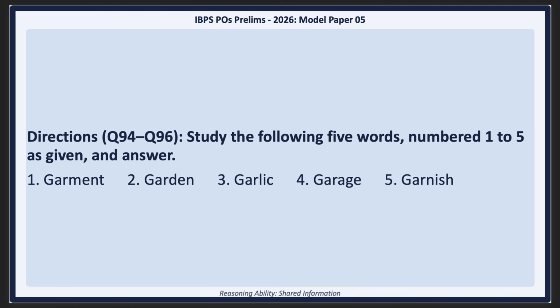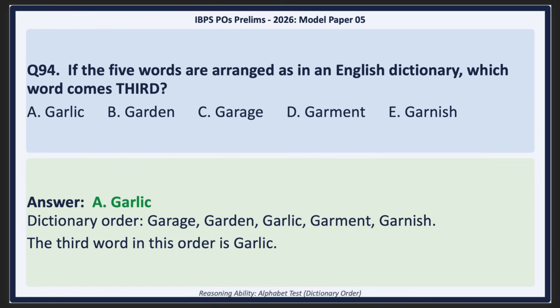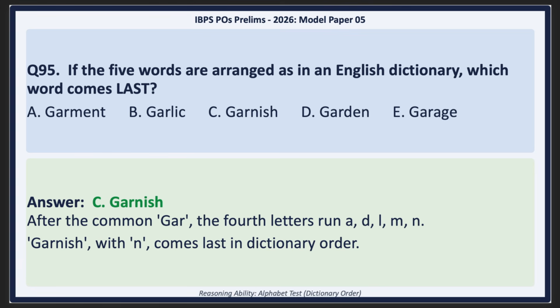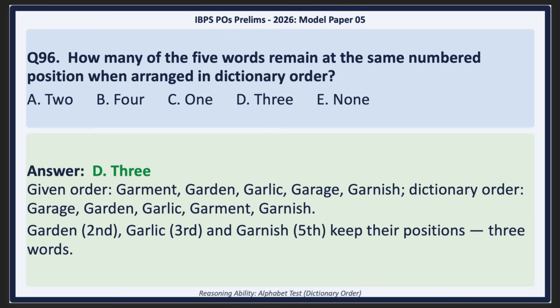Question 94 asks which word comes third. That's garlic. Question 95 asks which word comes last. The last one is garnish. Question 96 asks a meta question. How many of the words remain at the same numbered position when rearranged? The original order was garment, garden, garlic, garage, garnish.